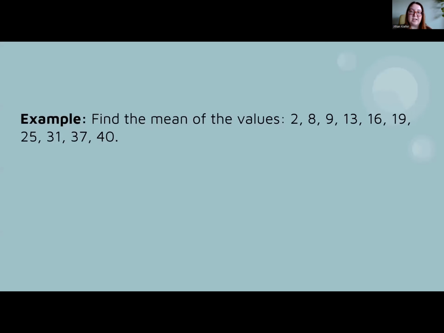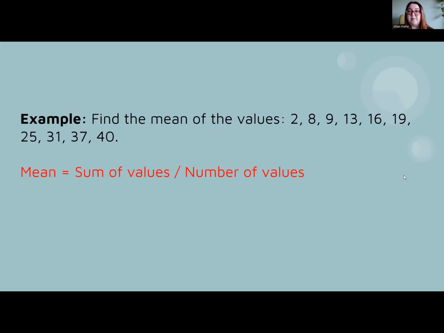All right, we're going to try out a couple examples. For our first example, we're going to find the mean of the values. Our values are 2, 8, 9, 13, 16, 19, 25, 31, 37, and 40. Like we talked about before, the mean is the sum of the values divided by the number of values. So we'll need to add up all of these numbers and divide by how many there are. And we can count these: 1, 2, 3, 4, 5, 6, 7, 8, 9, 10. So there are 10 total values.